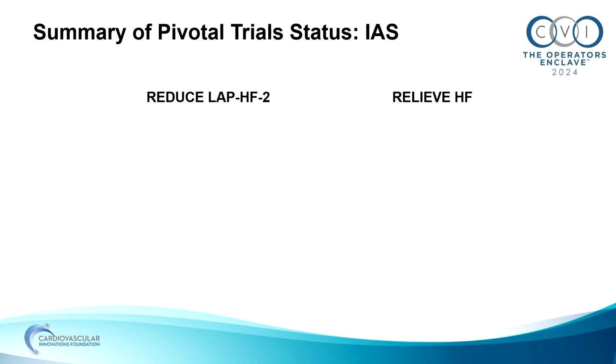There have been 2 pivotal trials in this space presented or published. The first one was Corvia, the Reduce LAP Heart Failure 2, published 2 years ago by Sanjeev Shah and colleagues, and the Relieve HF V-Wave data, which was presented by Greg Stone a couple months ago at the ACC, not published yet. And both trials were neutral on their primary endpoints. But there was a lot of information in subgroups.